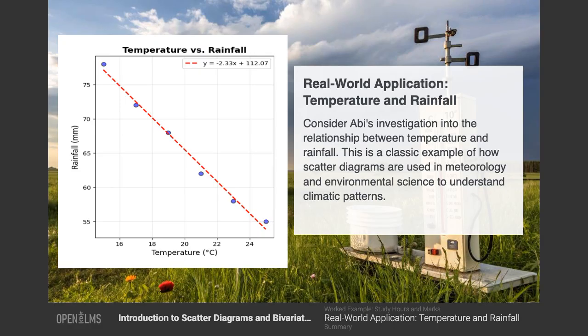Real-world application: temperature and rainfall. Consider Abby's investigation into the relationship between temperature and rainfall. This is a classic example of how scatter diagrams are used in meteorology and environmental science to understand climatic patterns.